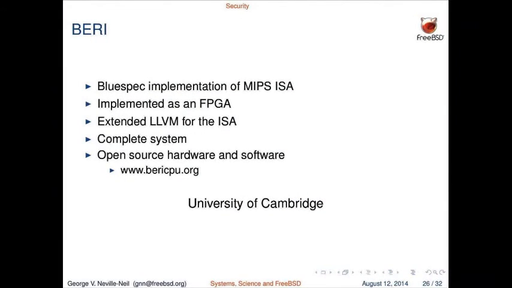So I mentioned capabilities and how people claim that they would be very slow, and there's all these problems with that. So one of the things that the folks at Cambridge decided to do is to start investigating modern boundaries in the hardware-software interface. And they've developed two systems, BERI and CHERI. BERI is a Bluespec implementation of the MIPS ISA, implemented on an FPGA, and it comes with an extended version of LLVM, which is all currently in FreeBSD.